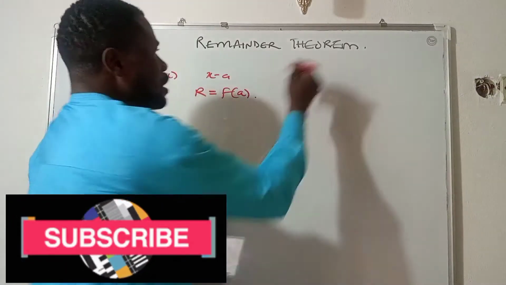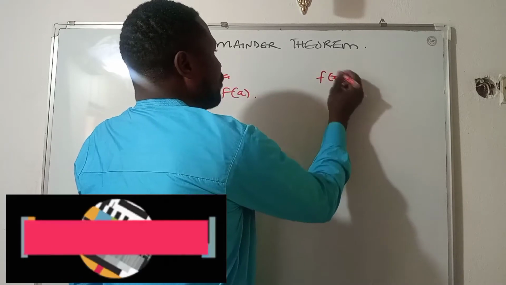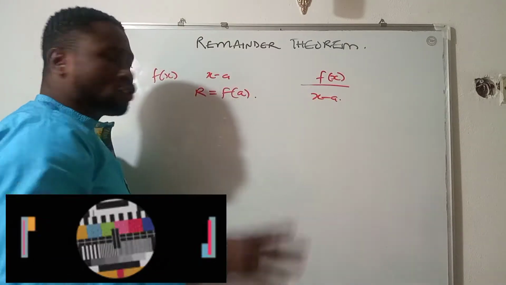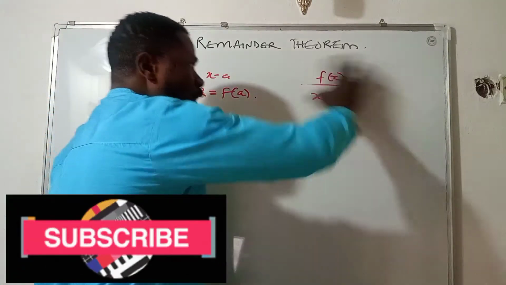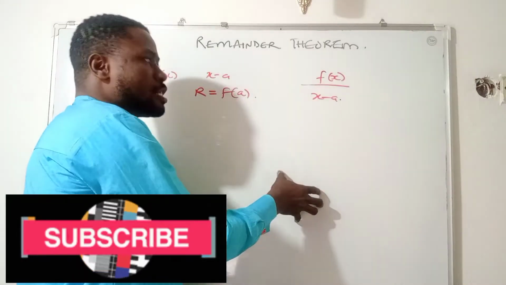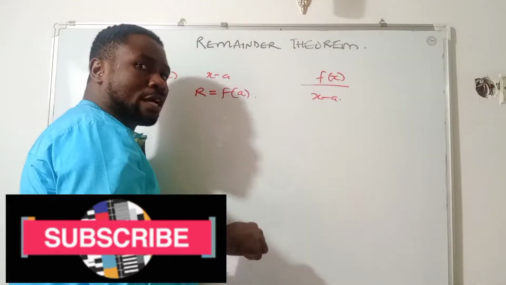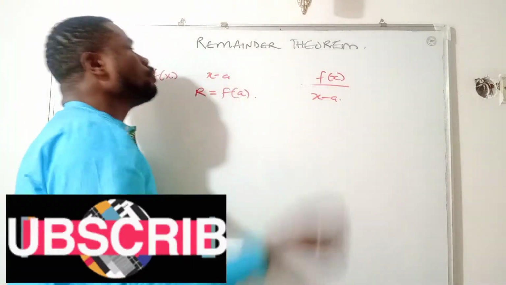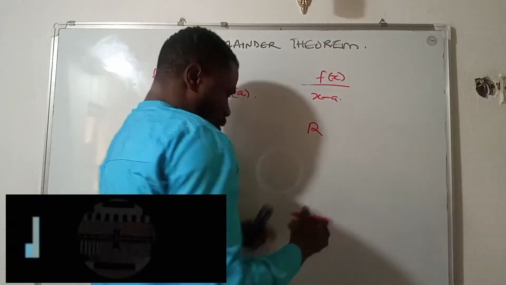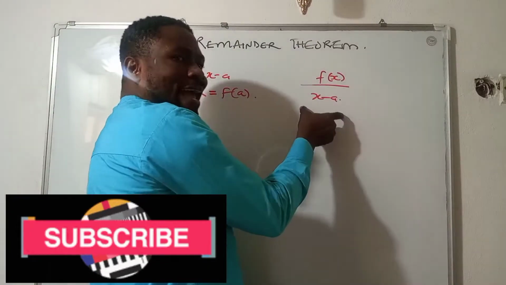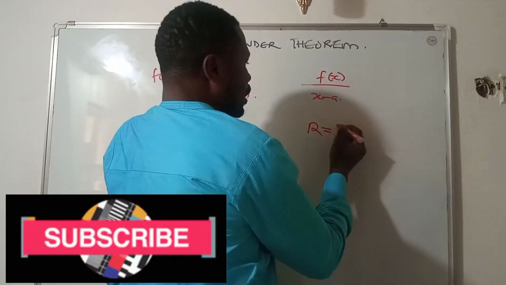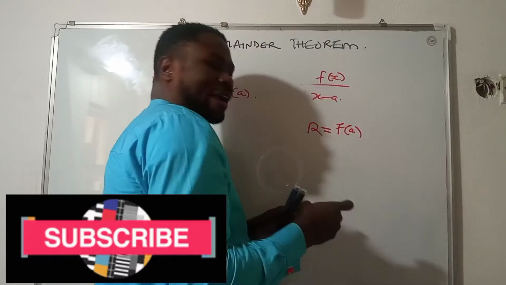What this means is, supposing I have a polynomial f of x and it is divided by x minus a, we've been told, according to the Remainder Theorem, that instead of using the long division method of polynomials to divide that expression such that you finally get the remainder, you will simply say that when you divide f of x all over x minus a, the remainder will be equal to f of a.